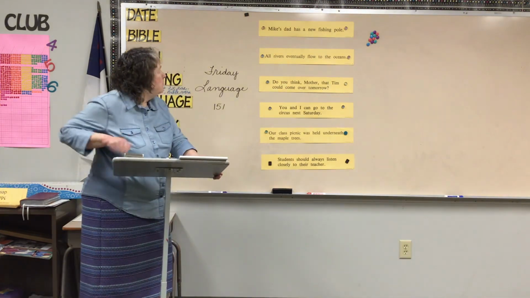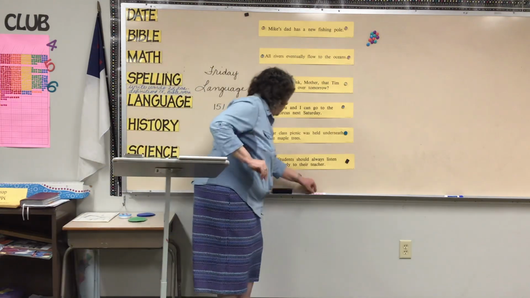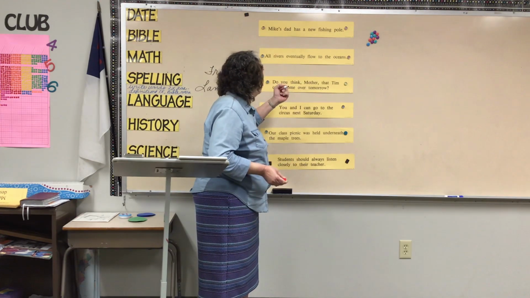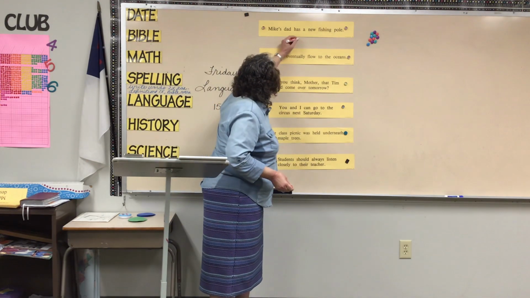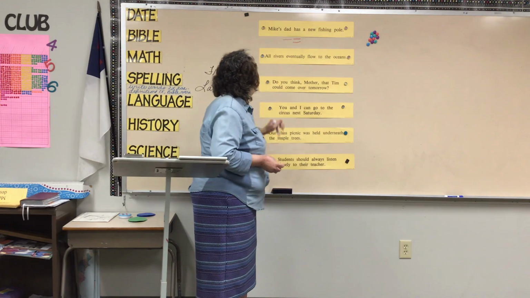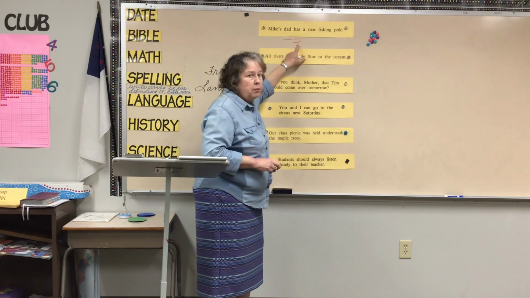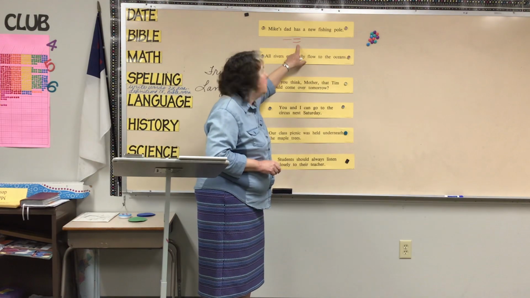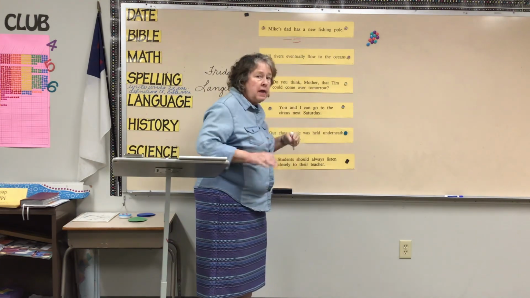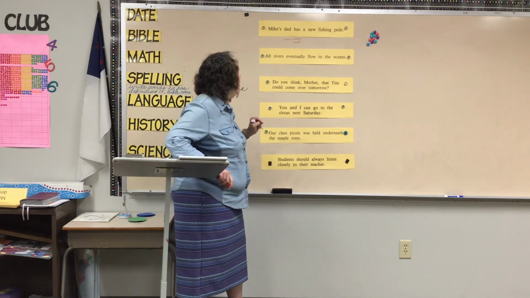All right, I have some sentences up here on the board. Let's start at the top. Mike's dad has a new fishing pole. Our verb is has, subject dad. All right, dad is singular, just one dad. So this is actually a plural verb because it ends in an S. One or the other will end in an S most of the time when we do these activities.